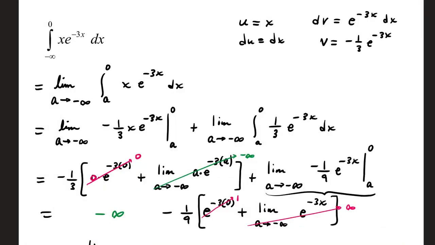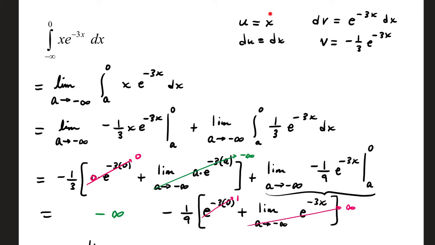The integral from negative infinity to 0 is an improper integral. We have an infinite limit on our integral, lower limit specifically: x times e to the negative 3x dx. These two terms are a product of an algebraic term and an exponential term. We can integrate with integration by parts.